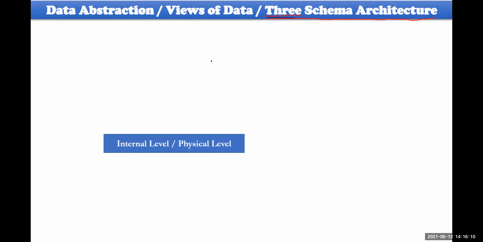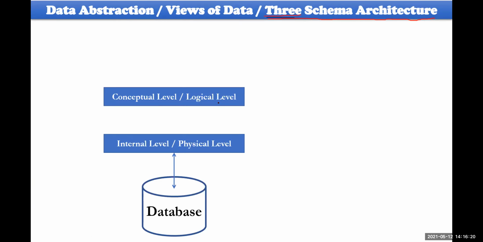So what will this three schema architecture actually be? While any database is being constructed by you or by any company, it must follow this particular architecture. The name itself specifies three schema architecture, so we have three schemas. The first schema is the internal level or physical level schema. The second one is the conceptual level or logical level schema.